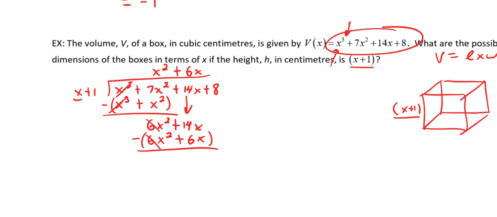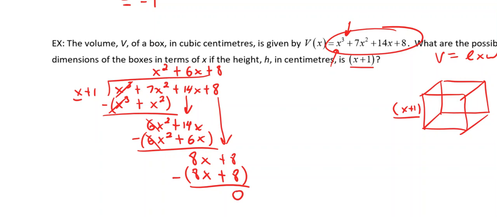So those cancel. So 14 minus 6 is going to be 8x plus 8, after I bring the 8 down, sorry. And then how many times does x go into 8x? 8 times, so plus 8. 8 times that is going to be 8x plus 8. So subtract those, I get 0. Perfect, right? This wouldn't have really worked out at all if it didn't, right?